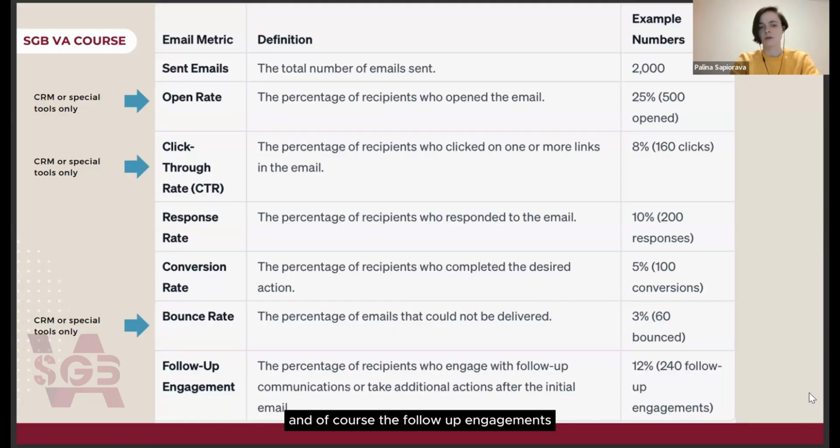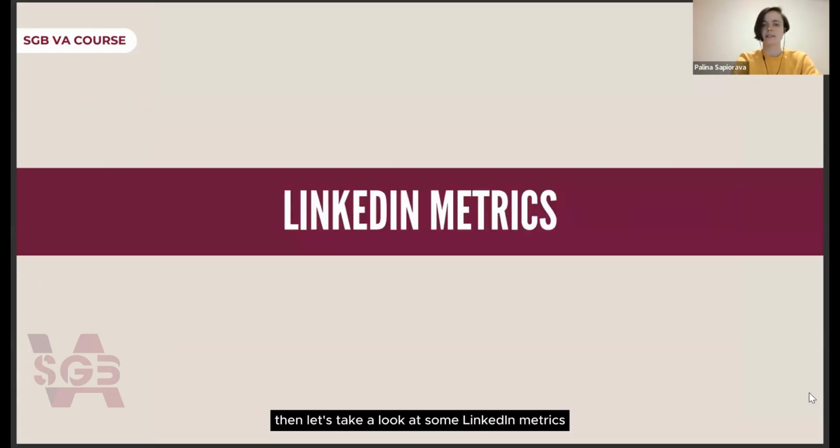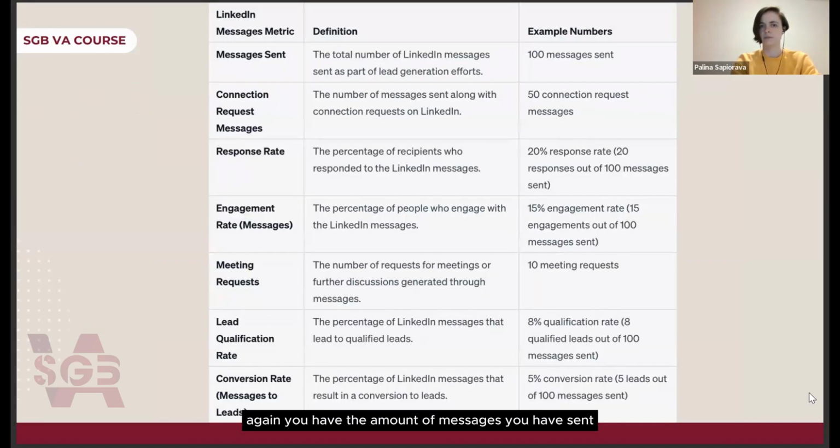And of course, the follow-up engagement. So for example, how many emails were sent and how many follow-ups after that you have sent. Then let's take a look at some LinkedIn metrics. Again, you have the amount of messages you have sent. Usually the amount of messages like connection requests. Then there is an option, of course, very important data, how many connection request messages were accepted.